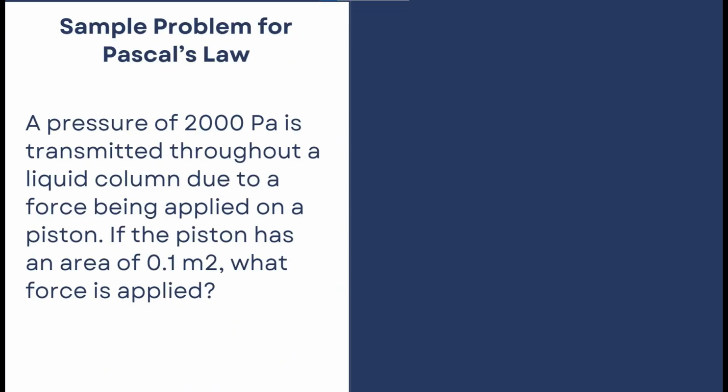Sample problem for Pascal's law. A pressure of 2000 Pascal, or Newton per square meter, is transmitted throughout a liquid column due to a force being applied on a piston. If the piston has an area of 0.1 square meter, what force is applied? The required of the problem is the force. We have the pressure, 2000 Pascal or 2000 Newton per square meter, and we have the area of 0.1 square meter.